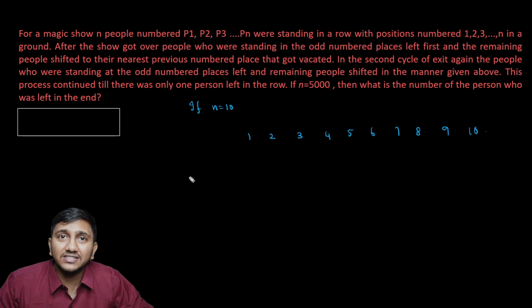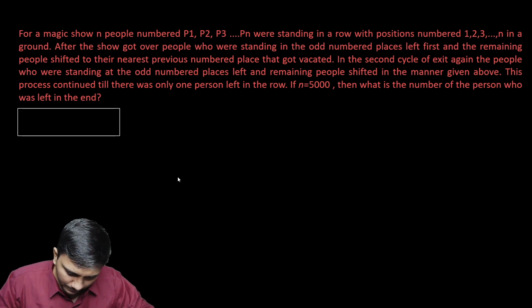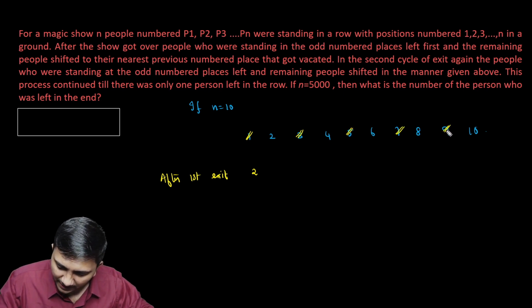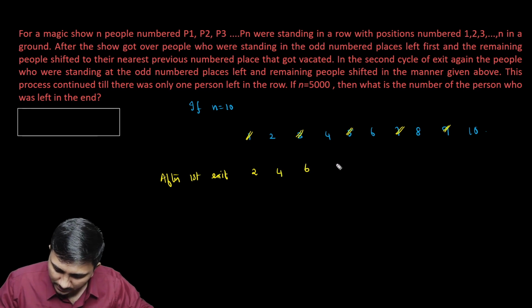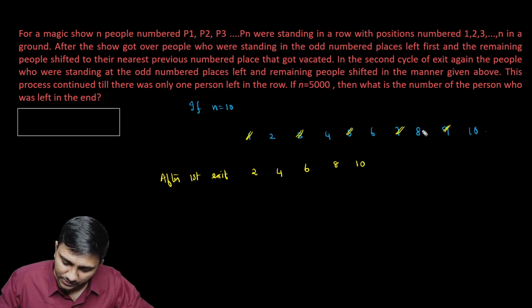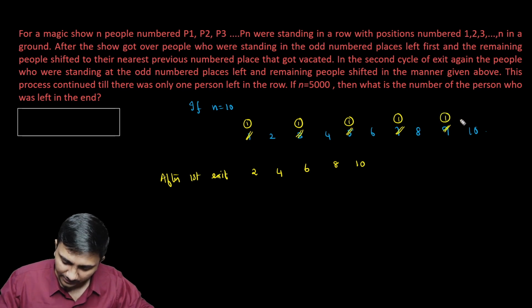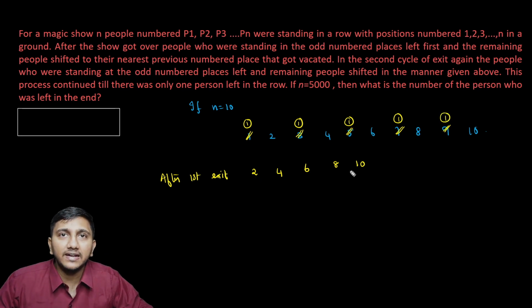Now, after the first exit, 1, 3, 5, 7, 9 will be out in the first exit. So after that, we will have 2, 4, 6, 8 and 10. So these are the ones which are going in the first exit. Let me just put like this. First exit. These are the numbers which are out in the first exit. After the first exit, we'll have 2, 4, 6, 8 and 10.